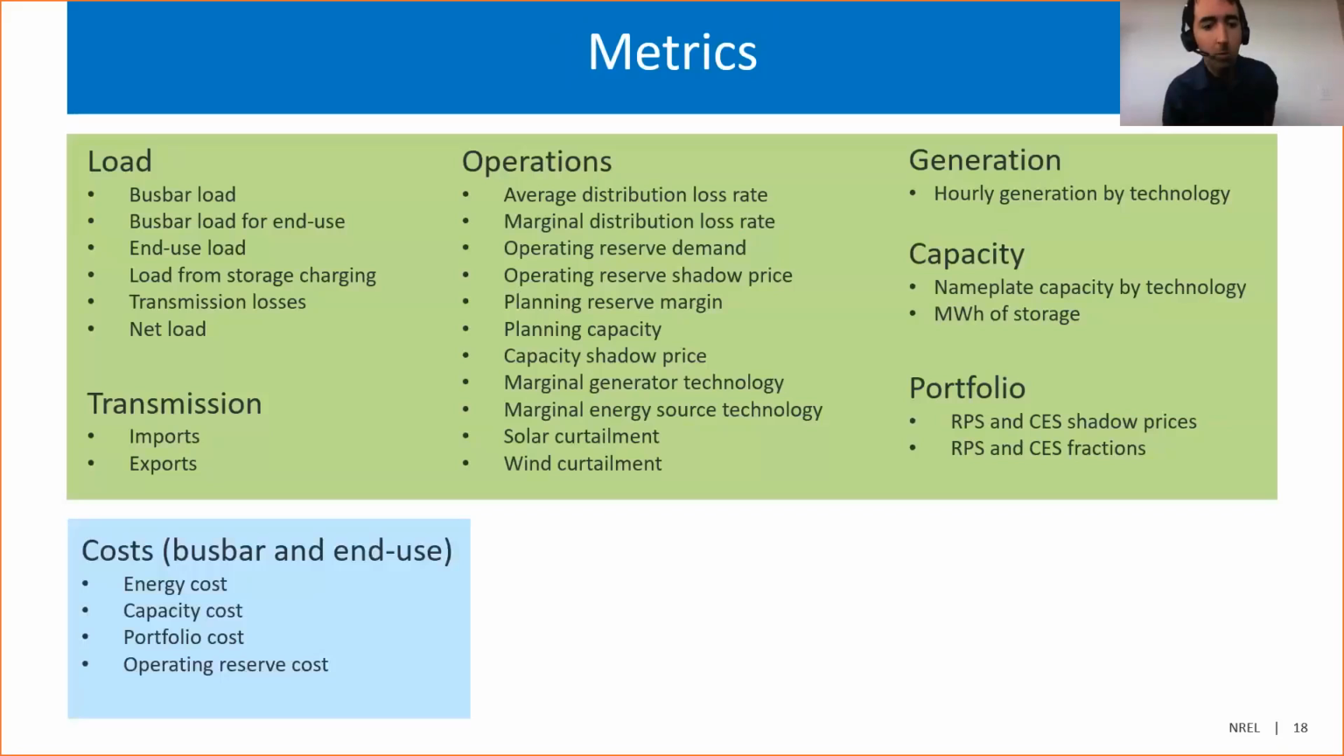And then we report 4 different costs. Energy and capacity costs are the big ones. That's where most of the cost of building and operating the bulk power system comes from. But then we also have 2 other costs. One we call portfolio costs. This is essentially the marginal cost of staying in compliance with renewable portfolio standards and clean energy standards, if they're applicable at the point in time that you're looking at. And then we also have some information about the marginal cost of operating reserves.